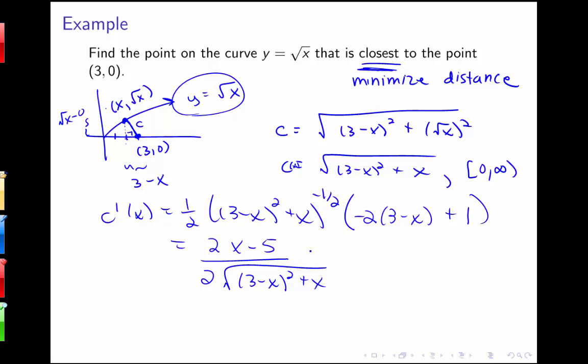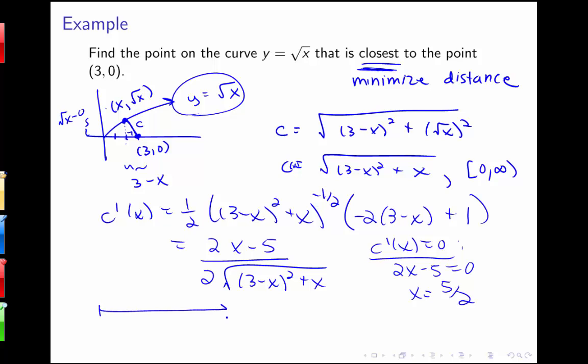Okay, so I need to consider where this is equal to 0 or where it would not exist. So it turns out that what's under this square root is something that's always positive, so that's always going to be defined, and there isn't going to be anywhere that would make it equal to 0. So we just need to see where c prime of x is equal to 0. So that's going to be where 2x minus 5 is 0, or where x is equal to 5/2.